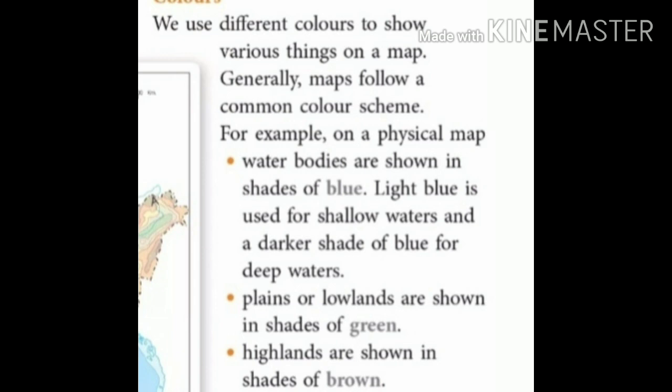We use different colors to show various things on a map. Generally, maps follow a common color scheme. For example, on a physical map, water bodies are shown in shades of blue. Light blue is used for shallow waters and a darker shade of blue for deep waters. Plains or lowlands are shown in shades of green. Highlands are shown in shades of brown.